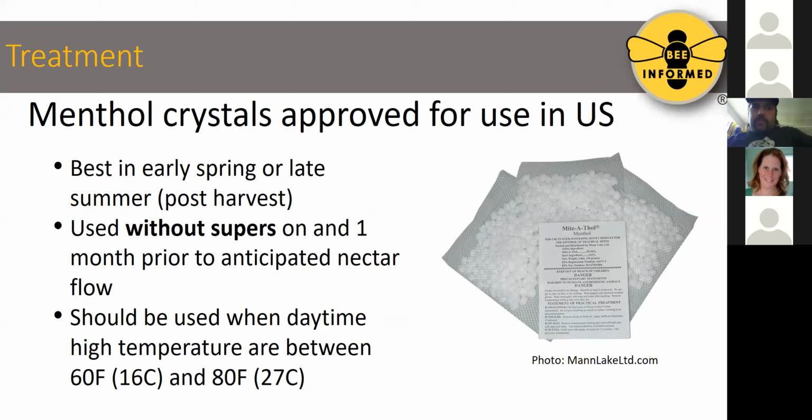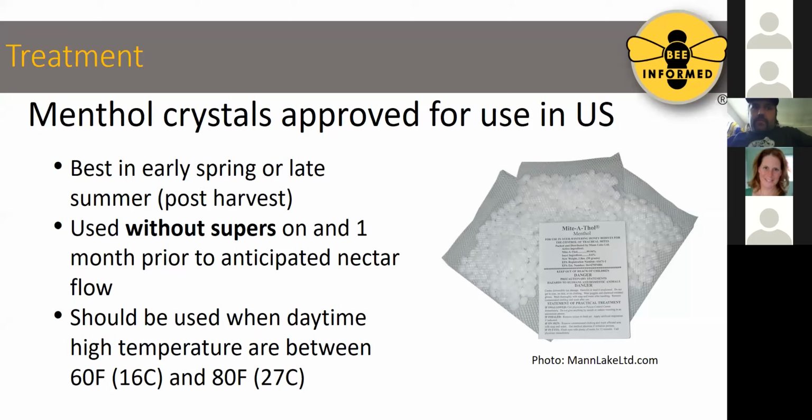So the treatment that is labeled for tracheal mites is menthol crystals. They're applied in a kind of mesh bag. They're available from bee suppliers. Just as we think about with our Varroa mite treatments, there are some that can be used with Supers-On and some that cannot be. This one for tracheal mites is something you cannot use with Supers-On, so it's going to be an early spring or late summer treatment.